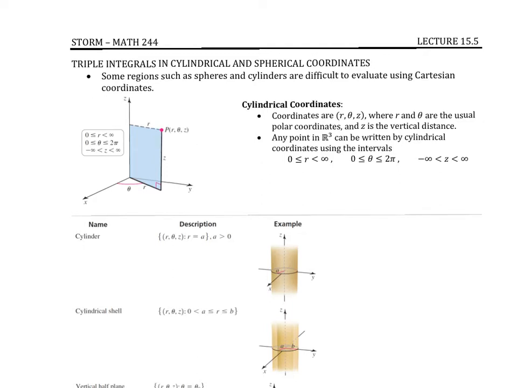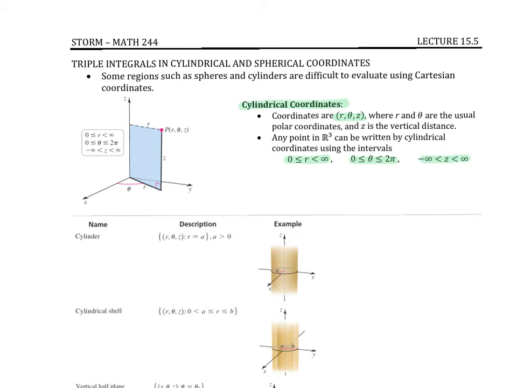So the first thing we're going to look at is our cylindrical coordinates. Cylindrical coordinates are similar to that of polar coordinates. You're going to have an r, you're going to have a theta, but since it's in three-dimensional space, you're going to have this z value as well. The r values are not going to be negative. Theta is going to go from 0 to 2 pi. And z can be any real number.